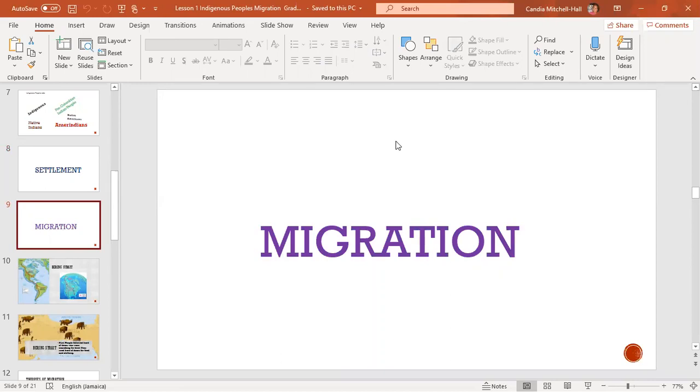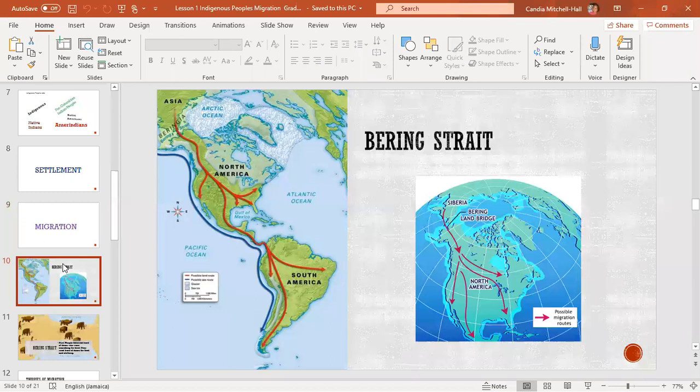So ladies, in order for people to settle, the first people to settle in the Americas must have moved from somewhere they would have come from, right? They must come from somewhere, unless God just created them and placed them there. But we know for sure that they would have moved from somewhere to another place. All right. So right now, the indigenous people migrated from Asia.